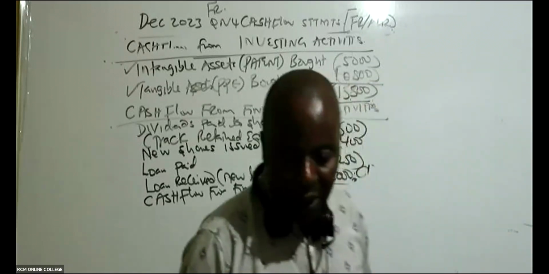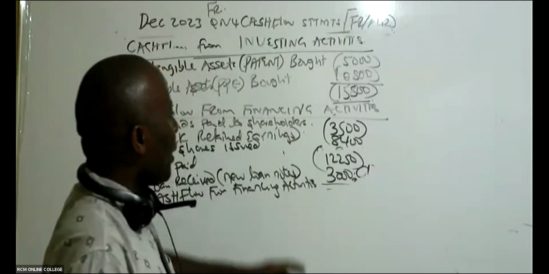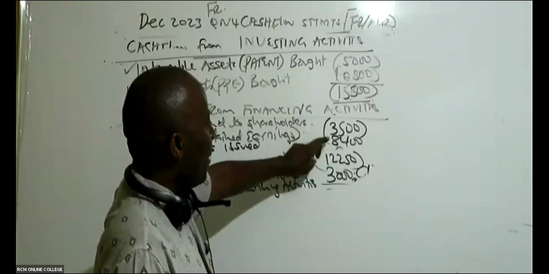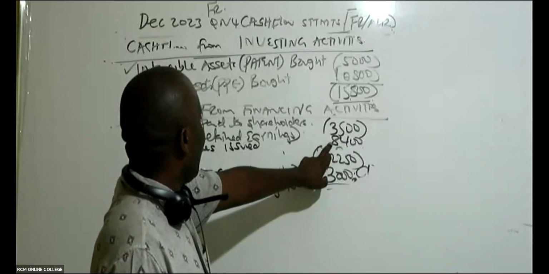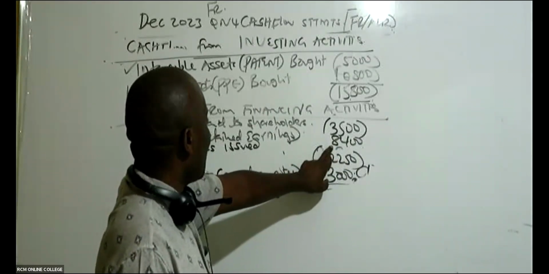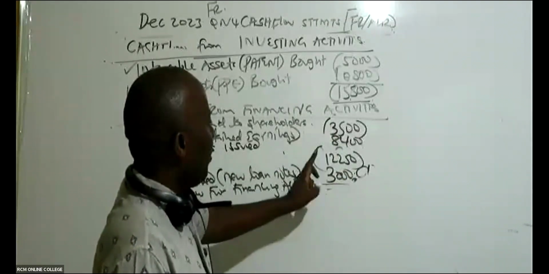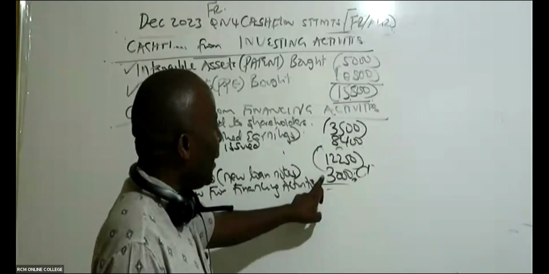How much do we have in total there? 21,150 negative. So remember, this is 3,500 negative plus 8,400. Remember, this is positive. 8,400, we issued new shares. So we received this money, minus 12,250 because the loan was paid, and then we received 3,000. So you add 3,000.